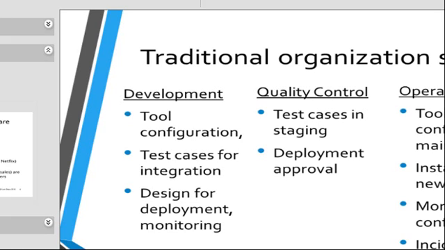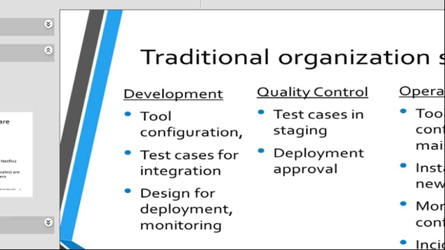the development or the development/production group was divided into three parts, and these may be different departments or they may even be different companies. So there's the development team. They're in charge of configuring the tool, in charge of developing test cases for integration. They're in charge of the design, so they design deployment and monitoring. You have a quality control group. They're in charge of the test cases when the system gets to staging. They're in charge of deployment approval.